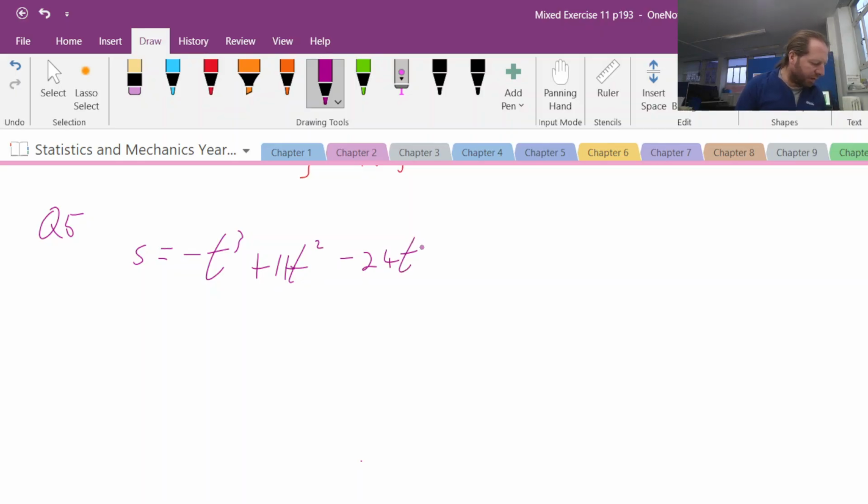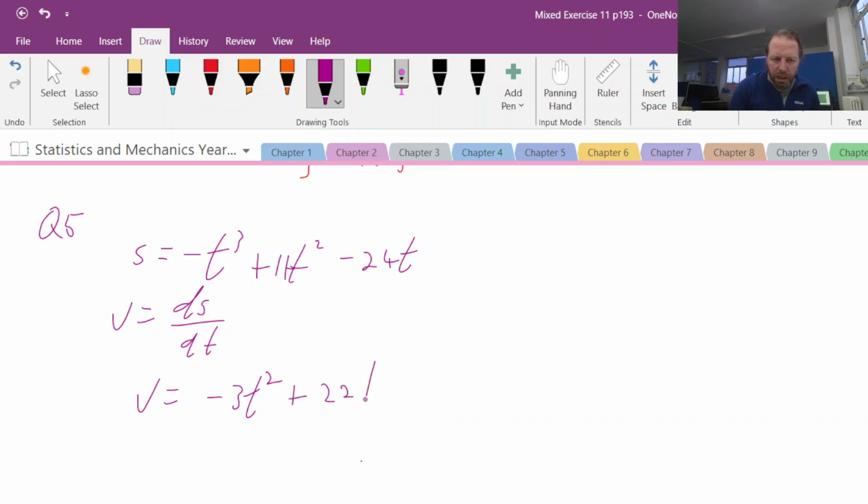Okay, find the expression for the velocity of P. So velocity is when we differentiate. So velocity is equal to ds by dt. So velocity is equal to minus 3t squared, dropping the power, multiplied by the old one, plus 22t minus 24. Okay, there we go. Meters a second minus 1.